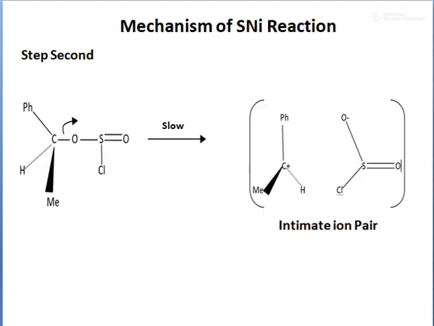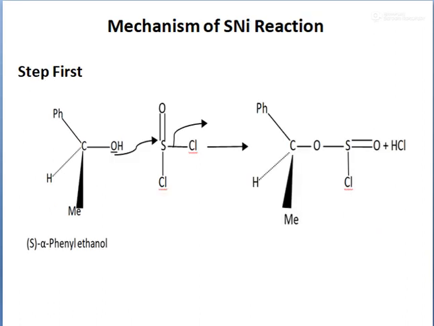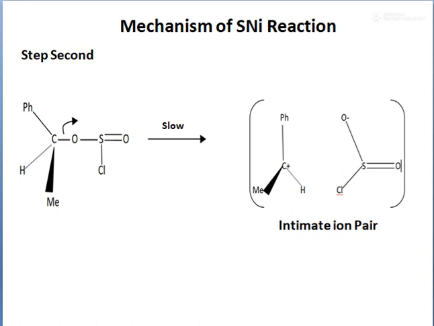Mechanism of the SNi reaction. In the first step, oxygen of alpha phenyl ethanol attacks thionyl chloride and a product is formed. This is the product which eventually collapses in the second step. In the second step, this product breaks down into an intimate ion pair, but it requires much time. So this step is the slow step.